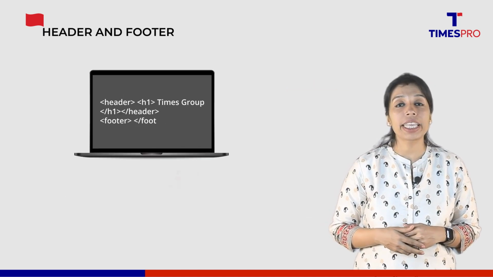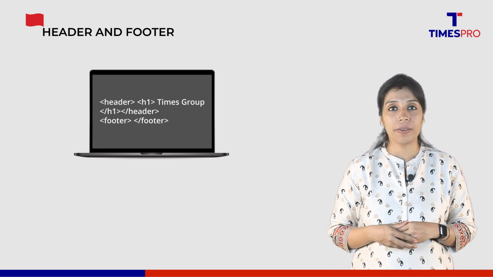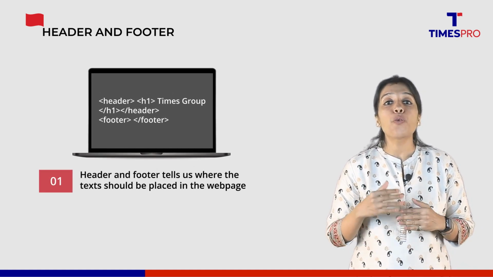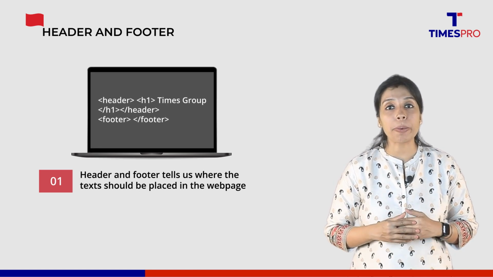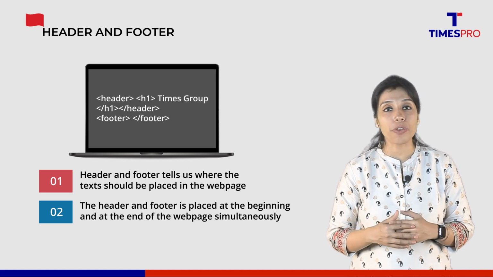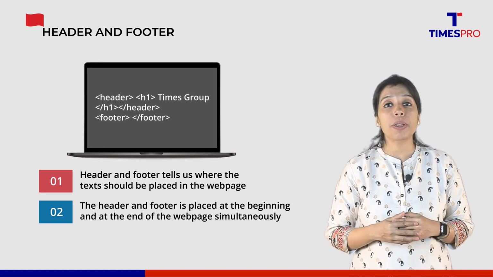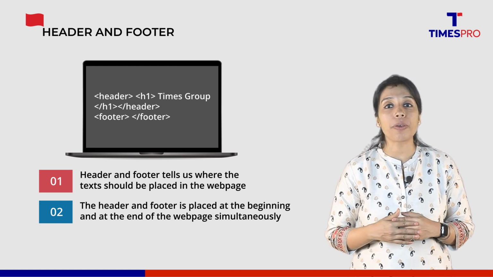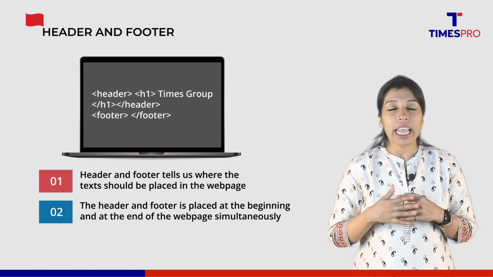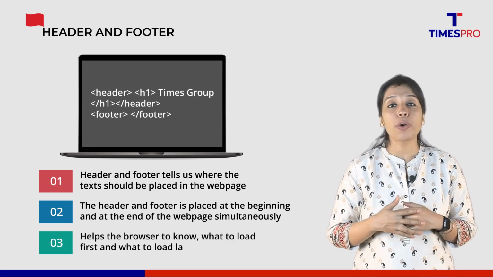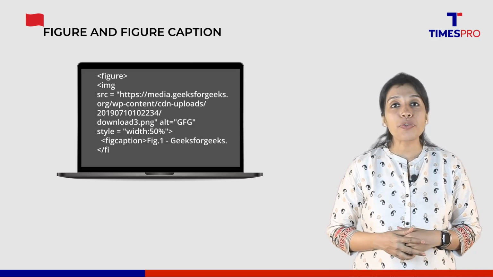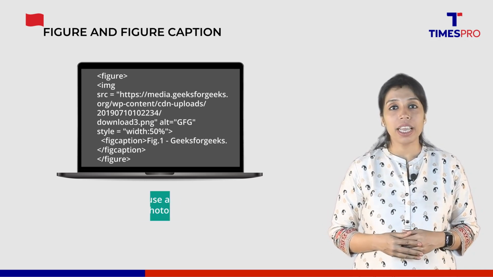Next are the header and the footer tags. The header and the footer tags tell the browser where a particular text should be placed. The header is placed at the beginning of the web page and the footer is placed at the end of the web page. Whenever we use the header and the footer tag, HTML5 tells the browser where the elements have to be placed.